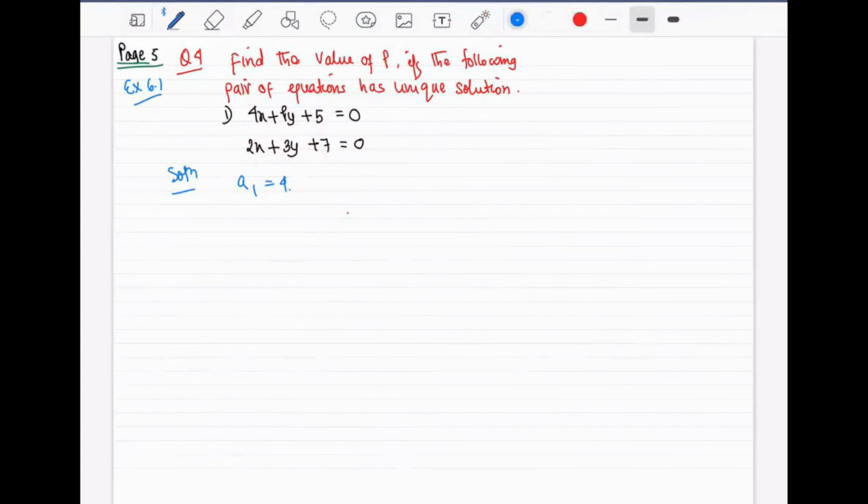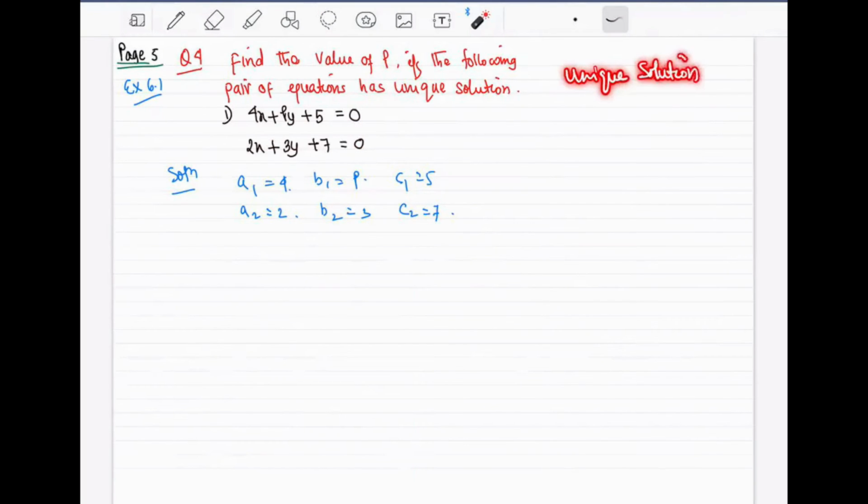a1 is 4. How much is a2? a2 is 2. b1 is p, b2 is 3. c1 is 5, c2 is 7. What do we want? We want the value of p. What is given? The given is that this pair of equations has a unique solution. What's the condition for a unique solution then? For unique solution, we use another word: we use the word consistent. What is the condition for consistent?